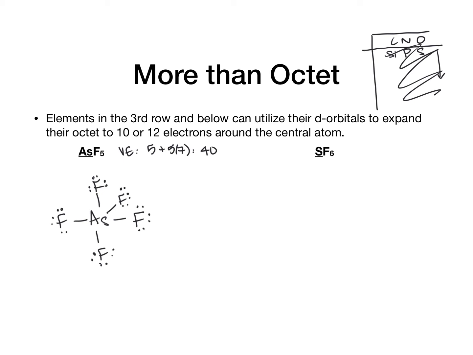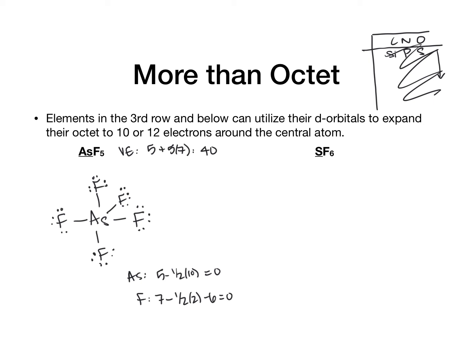So in this case, we're going to look at our formal charges. For arsenic, it's 5 minus half of 10, so that's 0. And fluorine is 7 minus half of 2 minus 6, also 0. So this is a preferred structure, it just has more than octet.